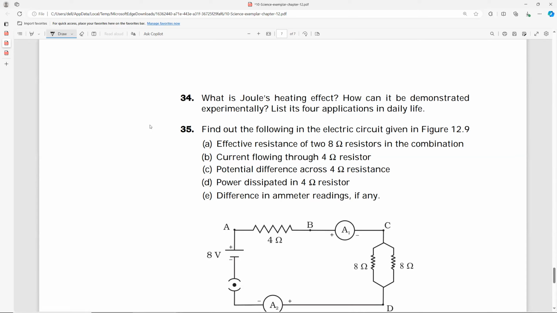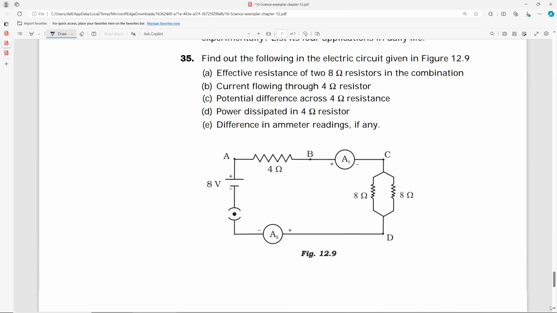So here you can check the effective resistance of the two resistors. What is the effective resistance? This will be 8 and 8, so 4 ohm. This will be the 4 ohm effective resistance. Got it?